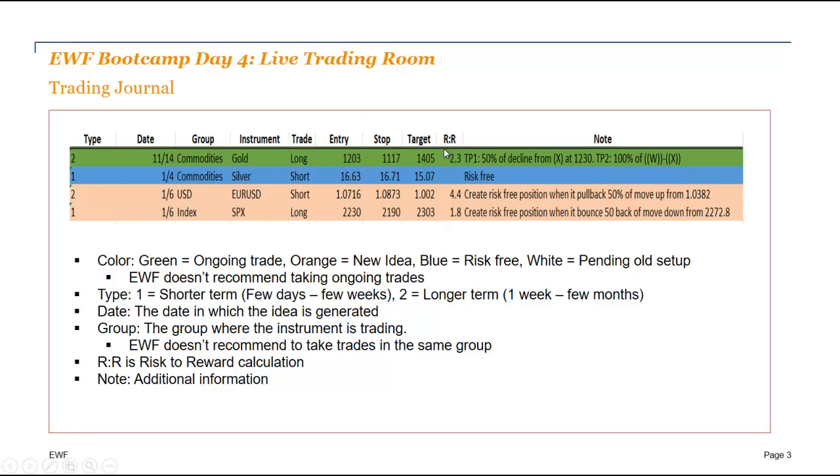The RR here is risk to reward, meaning we usually always take trades that are 2 to 1, which means for every risk that we have based on the stop, we always have a target 2 times the risk. Okay, and then in the note here, we usually put down some additional information for you to see. Okay, so this is how you read the trading journal here.